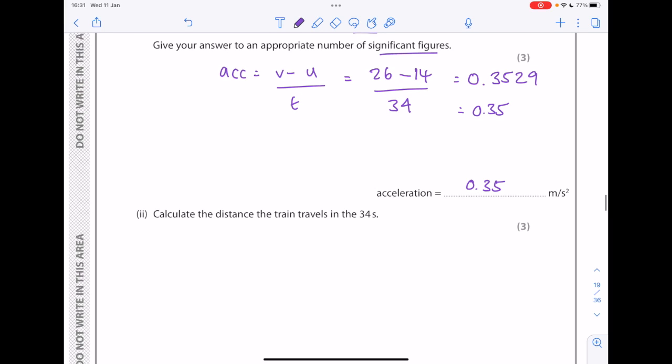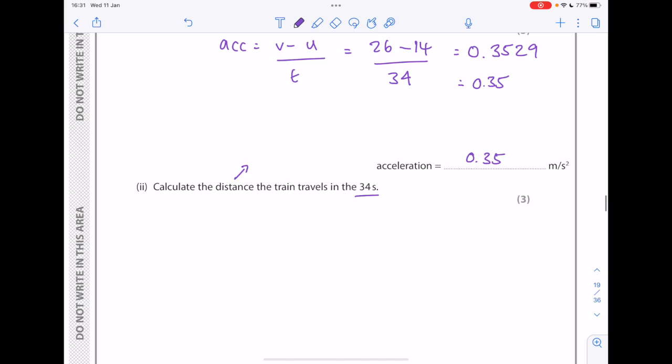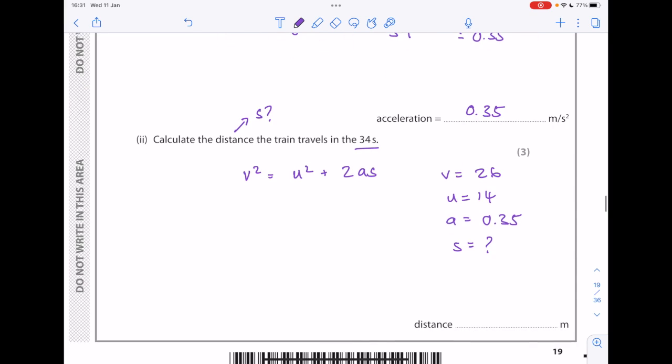Then we're being asked to calculate the distance the train travels in the 34 seconds. So we're after s. Let's use v squared equals u squared plus 2as. We'll list our values. Our final velocity was 26. Our initial one was 14. Our acceleration we just calculated is 0.35. We're looking for that distance s. So substitute in your values. Line up your answers nicely.